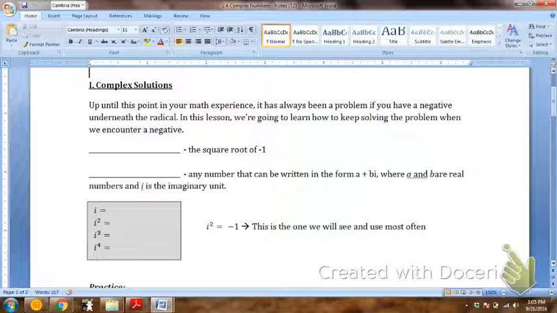The first thing we need to do is define the square root of a negative 1 is called an imaginary number. Or unit.